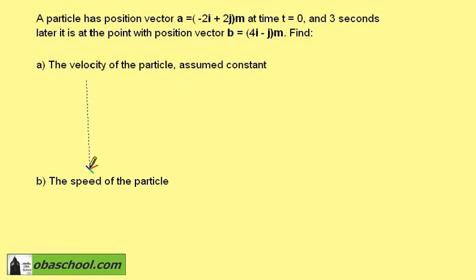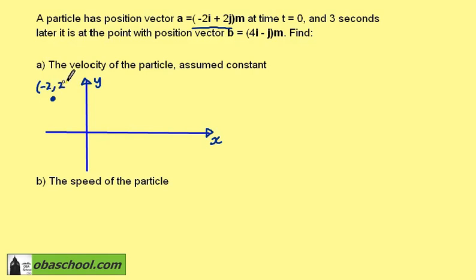A sketch can help us make sense of the information in the question. So let's draw some axes. We have our x-axis and our y-axis. The particle starts at the point -2, 2. It moves to the point 4, -1. It does this in a straight line.